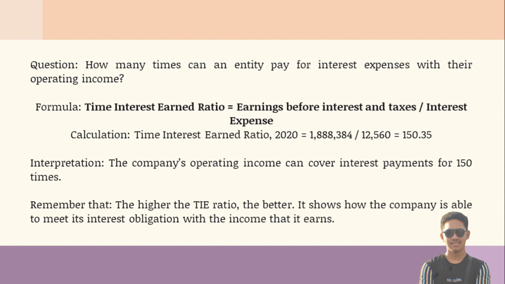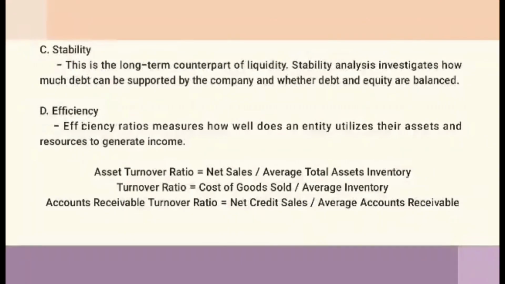So that would mean that the company's operating income can cover interest payments 150 times. So take note that the higher the TIE ratio, the better. It shows how the company is able to meet its interest obligation with the income that it earned. This is the long-term counterpart of liquidity. Stability analysis investigates how much debt can be supported by the company and whether debt and equity are balanced.